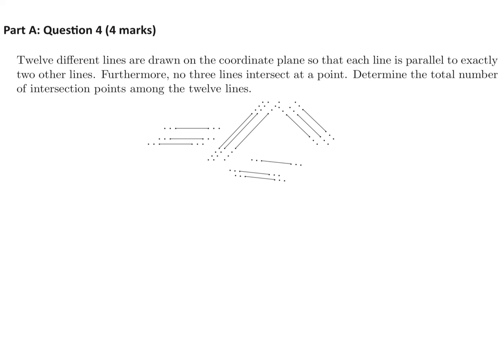12 different lines are drawn on the coordinate plane so that each line is parallel to exactly 2 other lines. Furthermore, no 3 lines intersect at a point. Determine the total number of intersection points among the 12 lines.